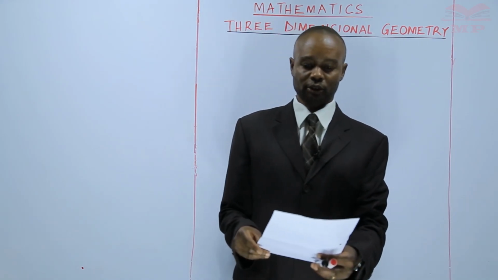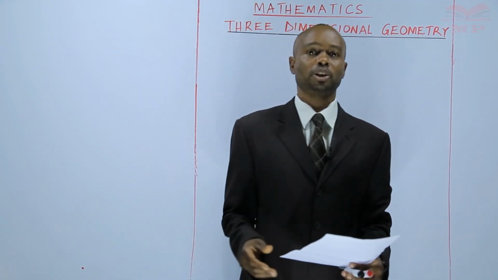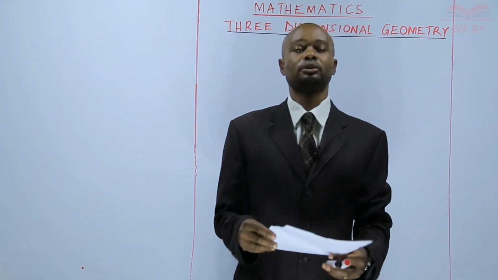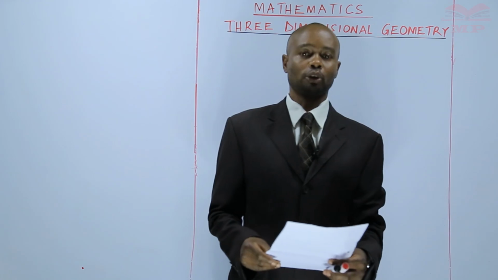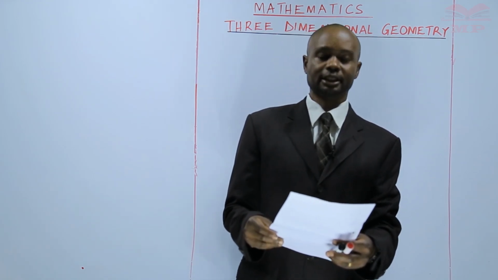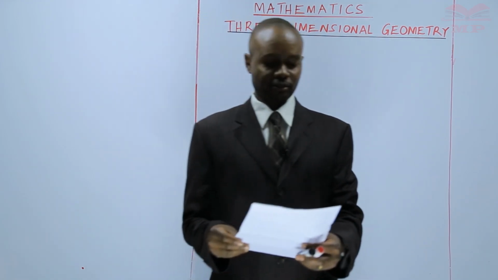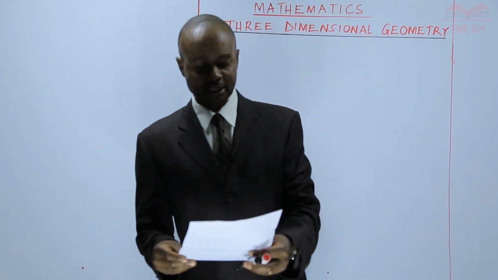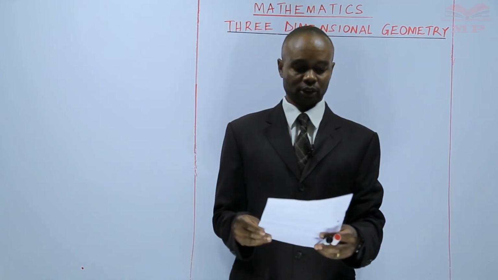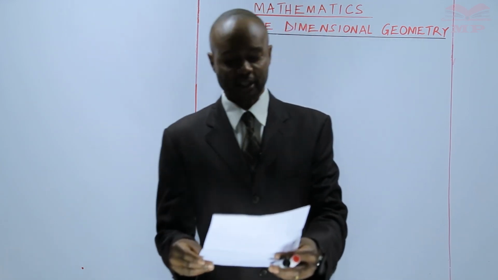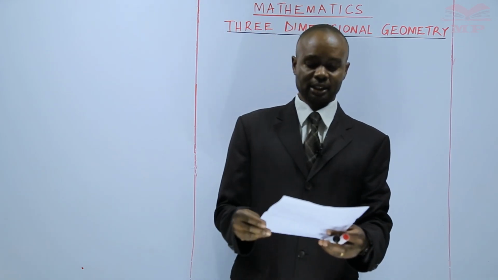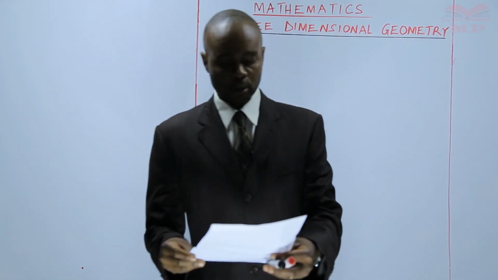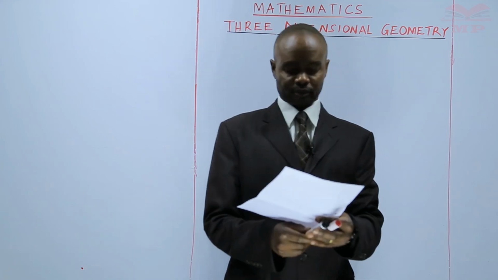So the objectives, by the end of this lesson, the learner should be able to: one, state geometric properties of common solids; two, identify projection of a line onto a plane; three, identify skew lines; four, calculate the length between points in three-dimensional geometry; and the last one, identify and calculate the length between two lines, a line and a plane, and also two planes.